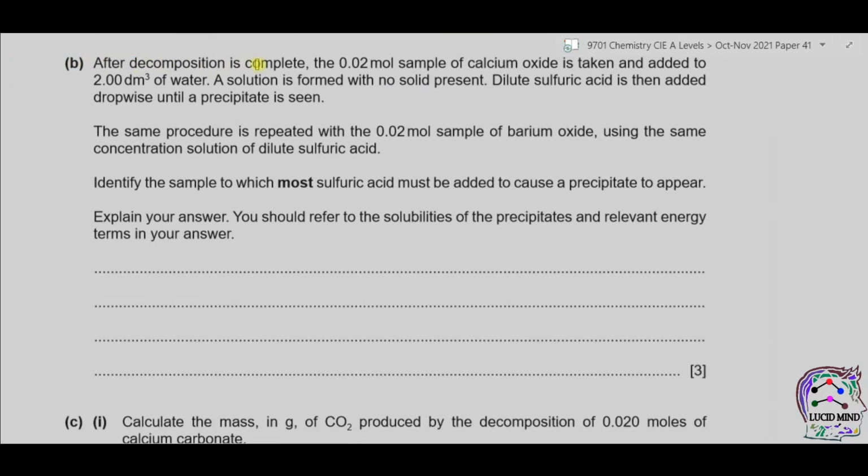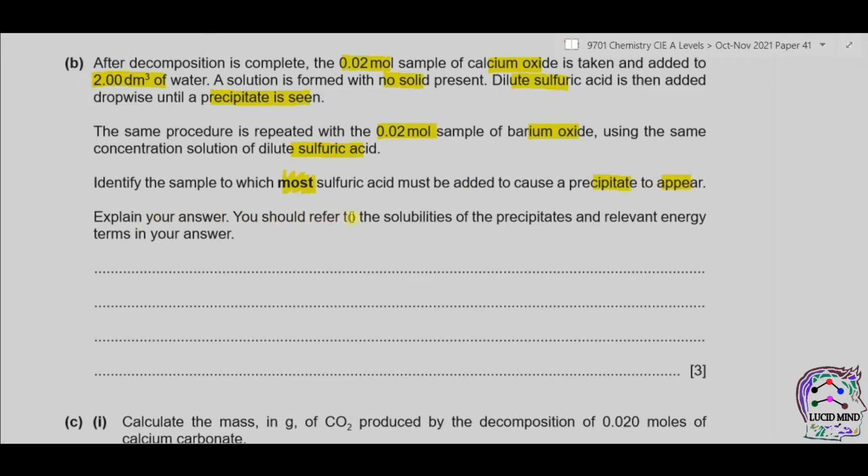Part B. After decomposition is complete, the 0.02 mole sample of calcium oxide is taken and added to 2 decimeter cube of water. A solution is formed with no solid present. Dilute sulfuric acid is then added dropwise until a precipitate is seen. The same procedure is repeated with 0.02 mole sample of barium oxide using the same concentration solution of dilute sulfuric acid. Identify the sample to which most sulfuric acid must be added to cause a precipitate to appear.